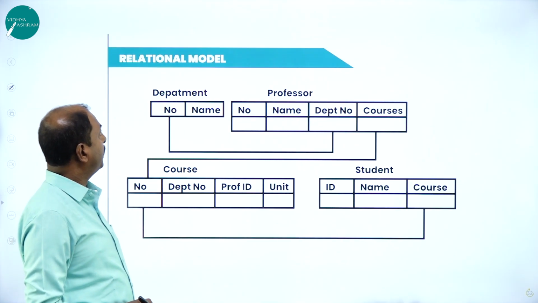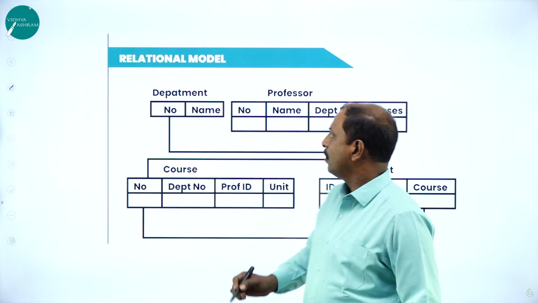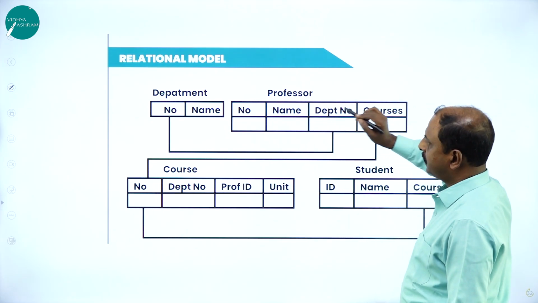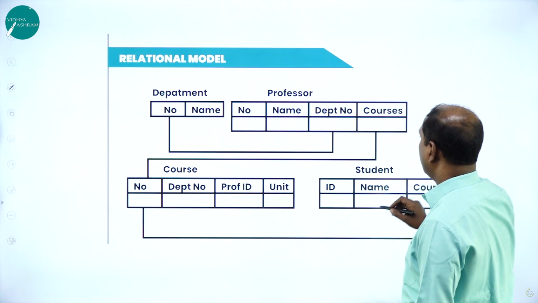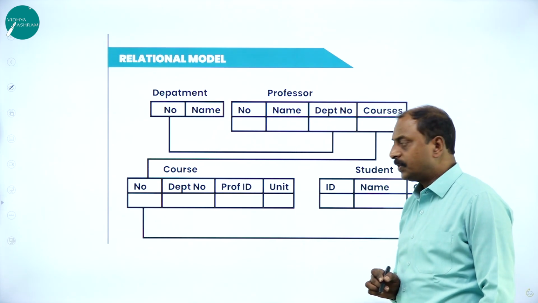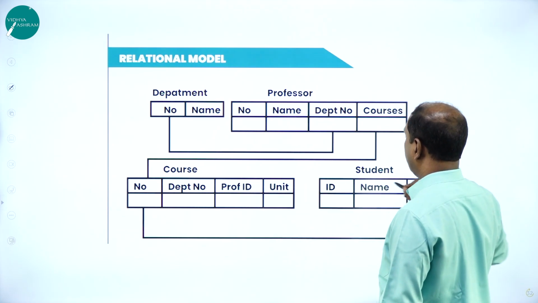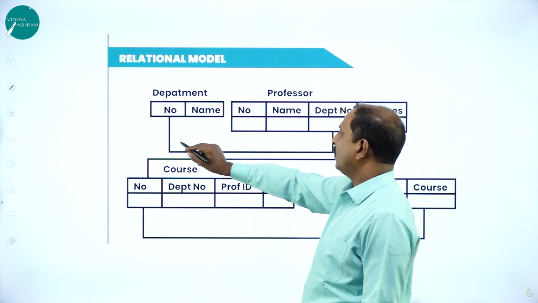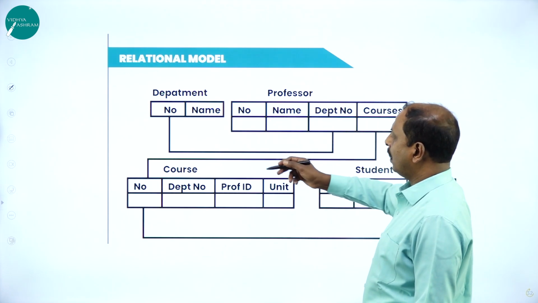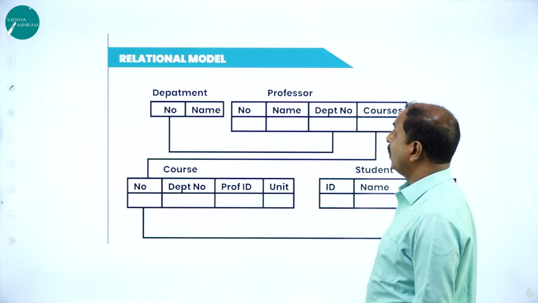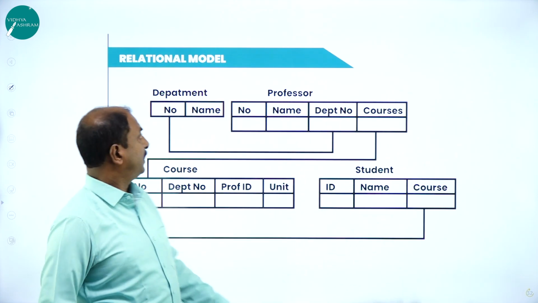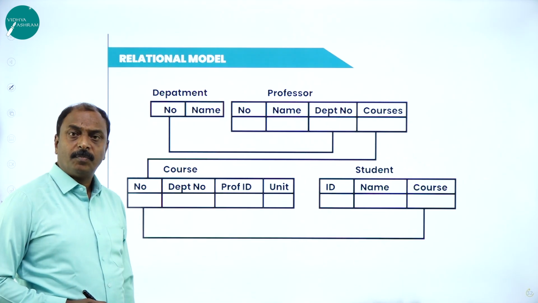Look at the example here. In this example, department is one table, and then professor, course, and student. If you observe this, there are 4 different relations, or 4 different tables, and the values, or the data, are connected not through a physical link but through a logical link. That is the meaning of the relational model.